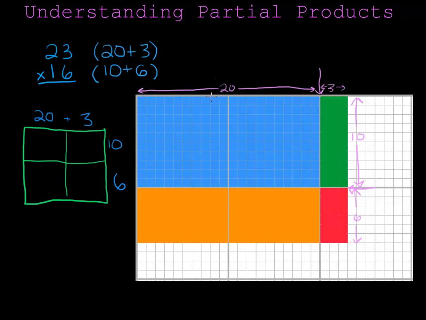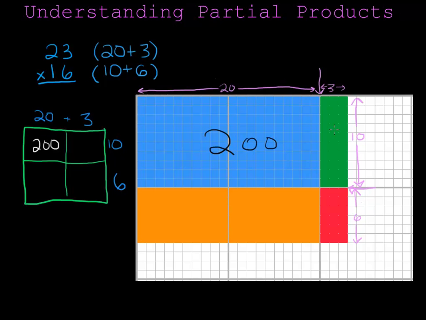The blue rectangle is 20 units long and 10 units wide. So I can see that the blue rectangle has 200 units in it, and I'll write that in here. And also I can write that in my grid, because 20 times 10 meets in this box for 200.